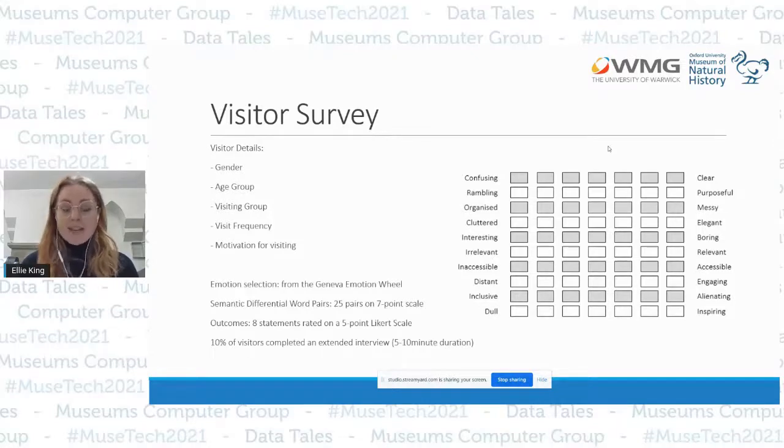Then there are 8 outcome statements, which are about understanding, learning, engagement, enjoyment, interest in returning. And they're just rated on a simple 5-point Likert scale. Then about 10% of visitors complete an interview, which is simply a comment box on the bottom of the form and a quick chat with me just about the particular features that they felt influenced the way that they rated the scales and what stood out to them in the exhibition. So that's the survey.